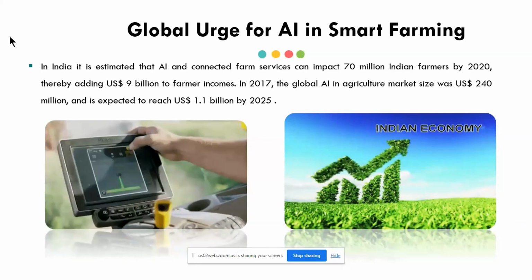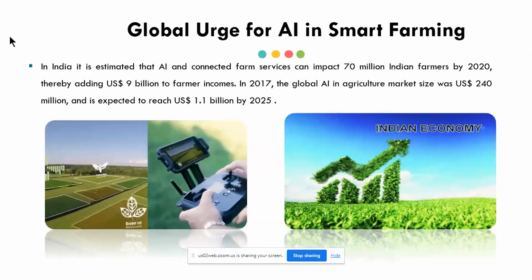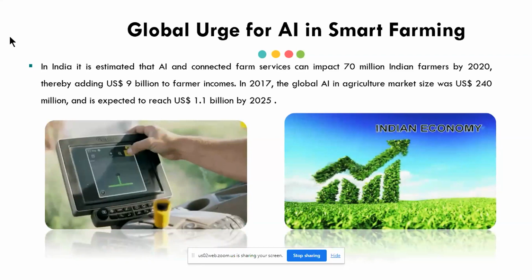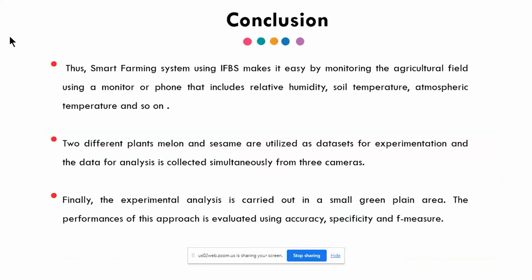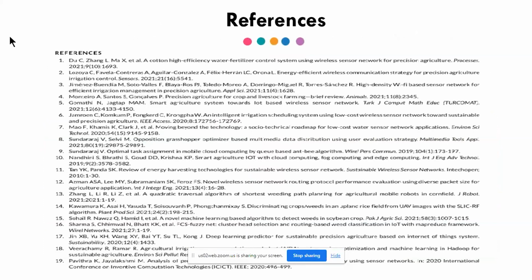When the agriculture system is automated overall, we will find a higher profit in a few years. So concluding this, IFBS not only improves the agriculture system, it makes the whole system automated. And not only that, we are making the system easier, and we are finding better accuracy here. And these are my reference papers which I chose for designing this system.